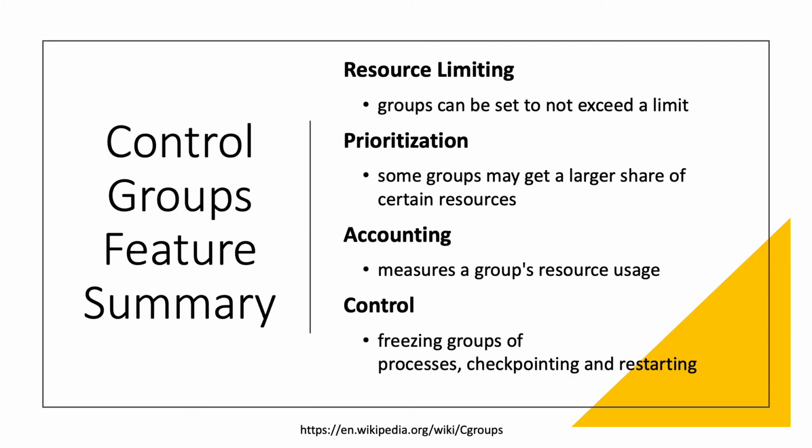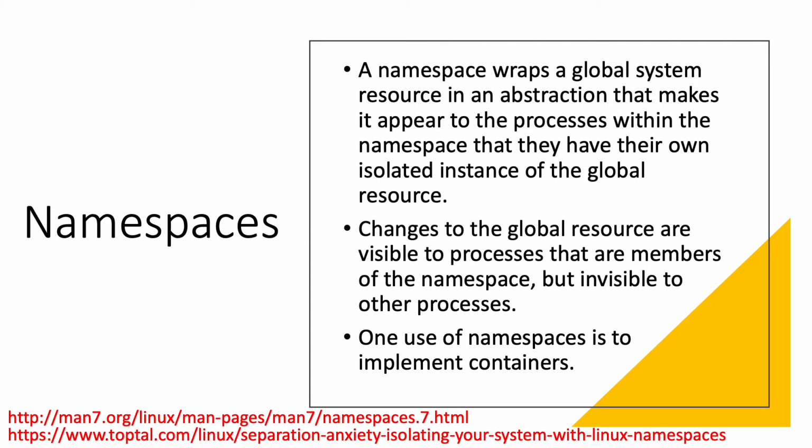So in summary, what are the features of a control group? They can be used for resource limiting, so you can set something so that they won't exceed certain limits. You can prioritize some groups so they get larger shares and first shares of certain resources. You can do accounting, so you can measure what a group is doing. And you can do control, so you can freeze processes, you can checkpoint them, you can restart them. So all of these are features that the operating system needs, and that you can take advantage of when you want to containerize an application. Now, the next concept is namespaces.